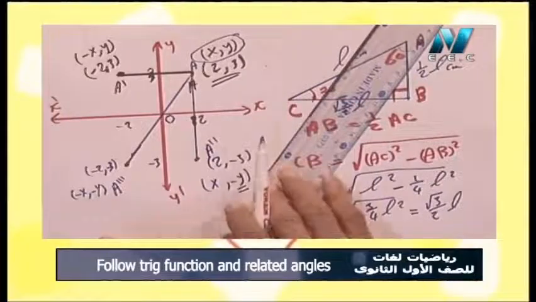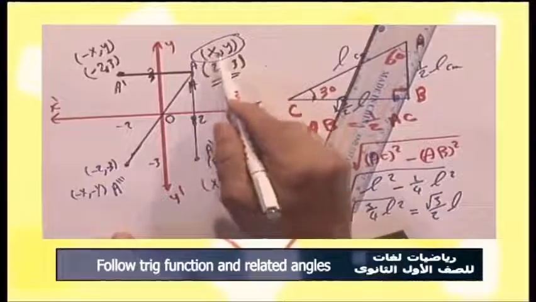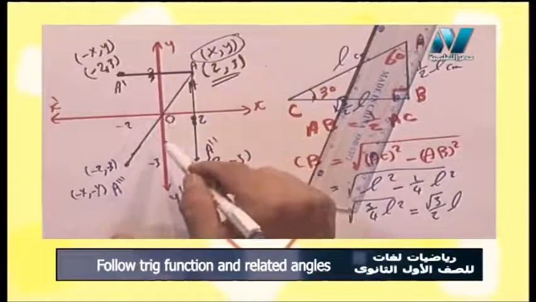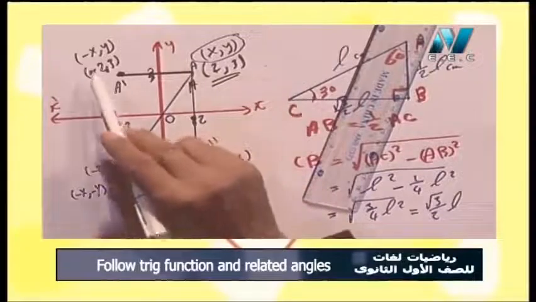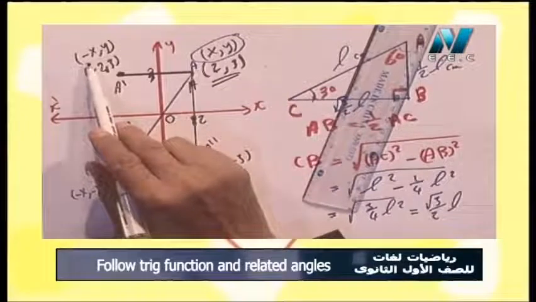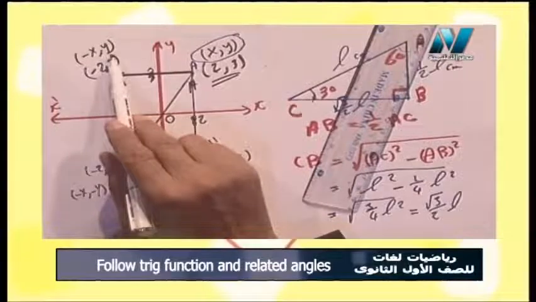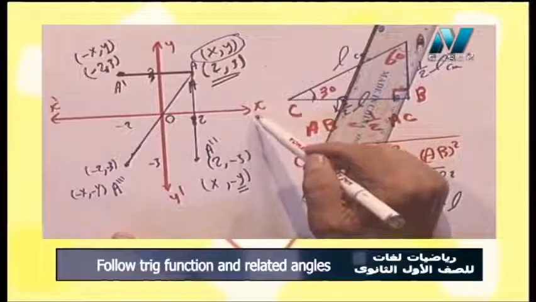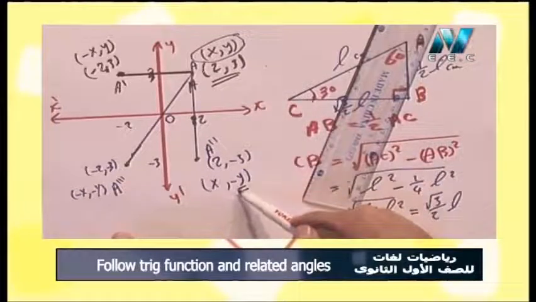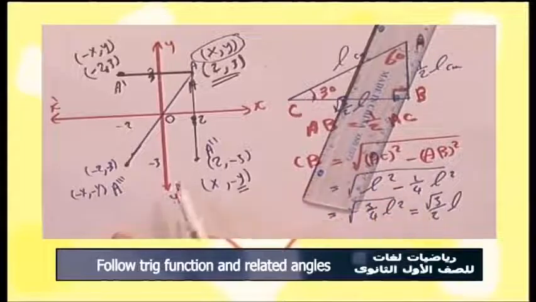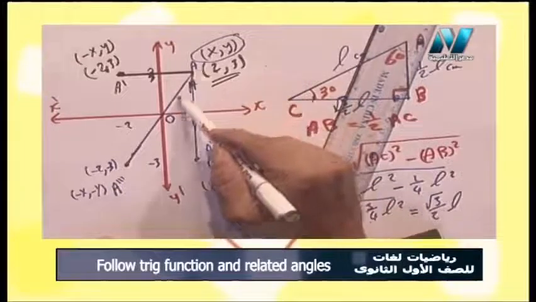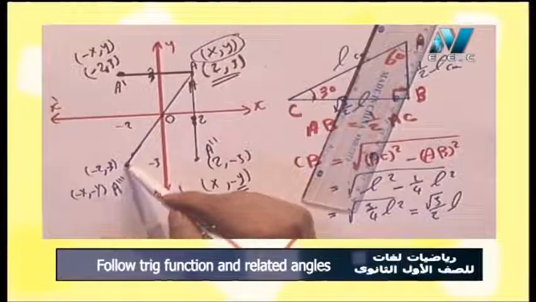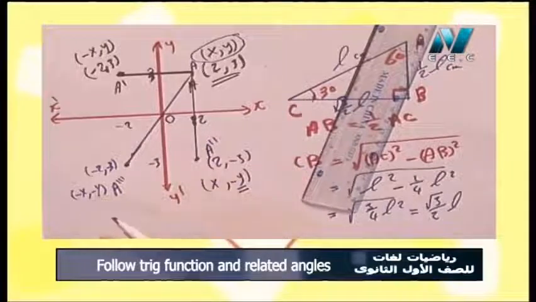So the conclusion is now, if we have x and y here, to reflect it on the y-axis, it works as a mirror. The answer will be a point on the other side equal to negative x and y. If we would like to reflect it on the x-axis, we will change only y, so x and negative y. If we would like to reflect it on the origin point, then the image point will be negative x and negative y. Okay?